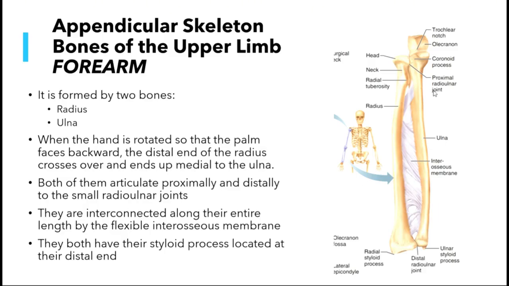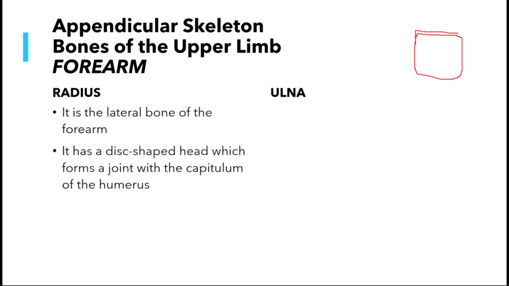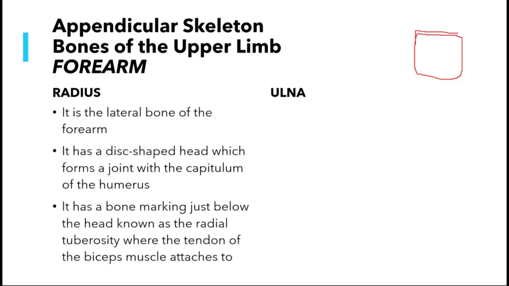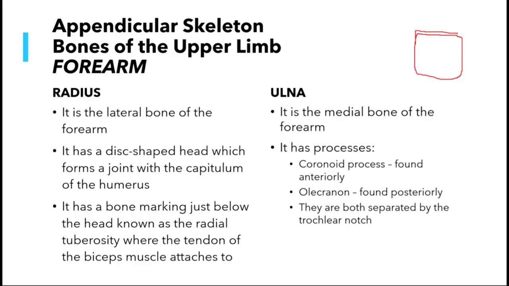Now let's have the forearm. This is the arm, this is the forearm. If you're going to zoom it in, this is how it looks like, and these are its parts. So we mentioned radius and ulna, and these are their features.